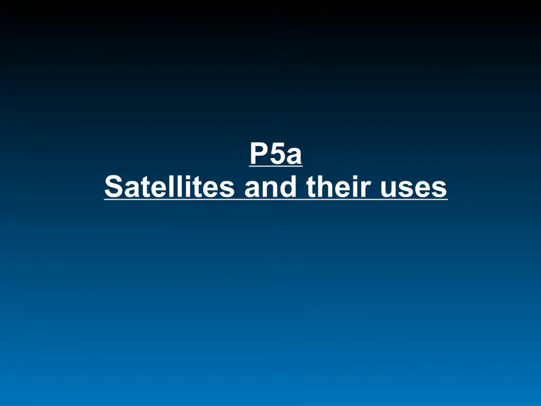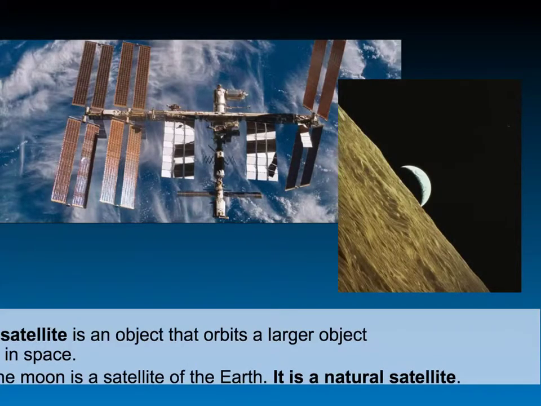This is a revision video for P5a Satellites and their uses. A satellite is an object that orbits a larger object in space. The Moon is a natural satellite of the Earth. However, there are thousands of man-made artificial satellites that are in orbit around the Earth as well.